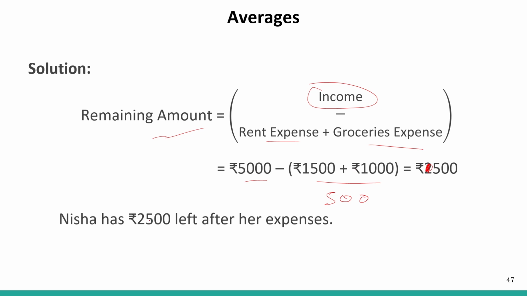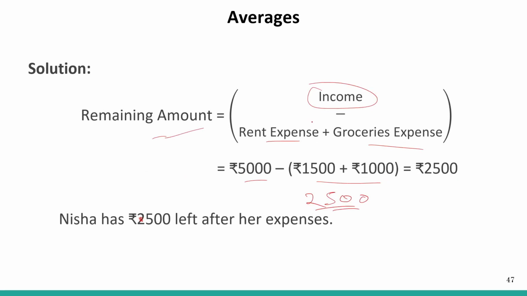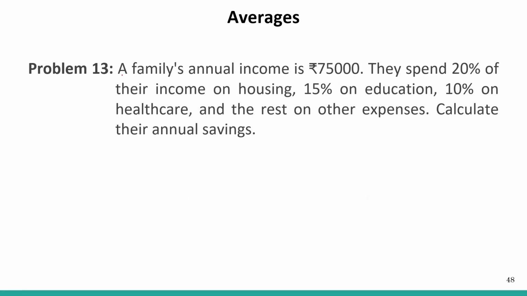Okay, so Nisha has, okay, this is 2500, right? 2500 remaining. Her monthly income is 5000 and 50% is spent on expenditure, monthly expenditure. So the remaining amount will be 2500 after all her expenses. So let's see problem number 13.